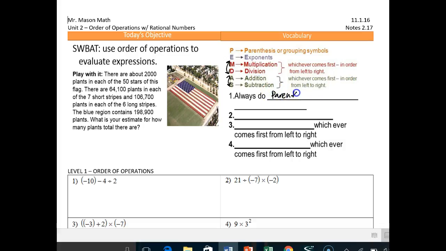All right, so let's just go ahead and put that down. Always do parentheses first. Then look for exponents. Then multiply or divide, whichever comes first. That does not mean you always multiply first. If there's division and it comes before multiplication, as I read it left to right, I can divide. And then I'm going to write this as subtract or add, because I don't want you thinking that you always add first, right?